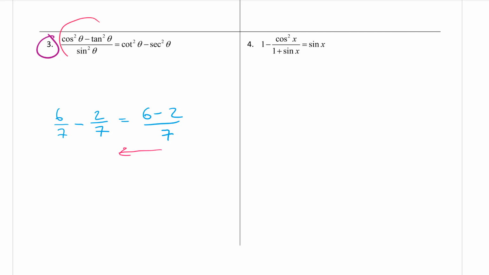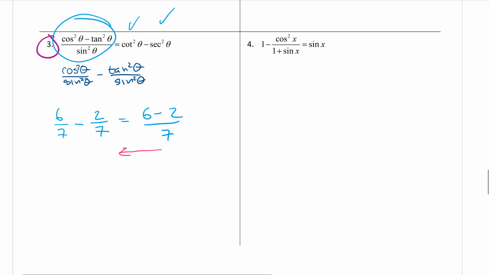Let's think about this. That's your 6. This is your minus 2 all over your 7. Can't you break this into pieces? So what I'm saying is we could actually run this thing as cosine squared of theta over sine squared of theta minus tangent squared of theta over sine squared of theta. Breaking those fractions into 2 pieces. Because this thing's just one thingy. You got 2 thingies over here. You got to break it up.